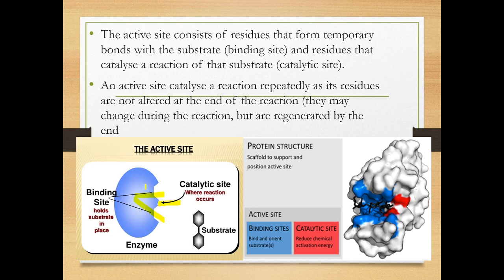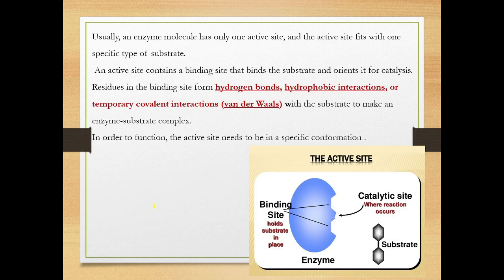The structure is not damaged, so it can be used again and again. Usually an enzyme molecule has only one active site. There will be only one active site, and the active site fits with one specific type of substrate only. An active site contains a binding site that binds the substrate and orients it for catalysis.